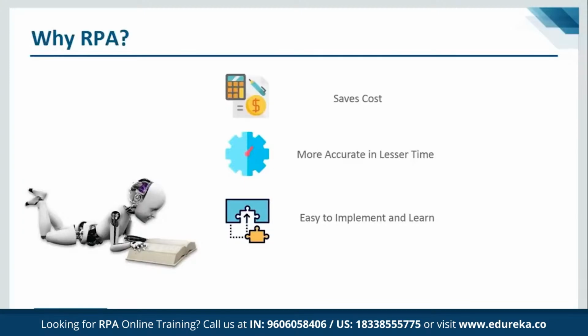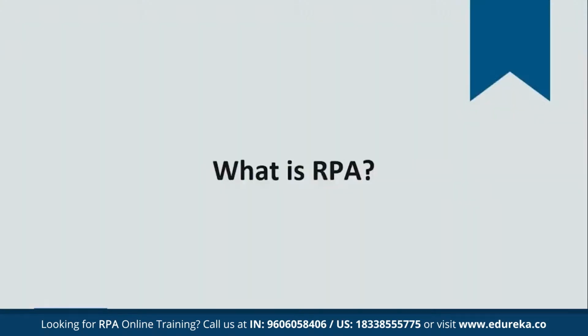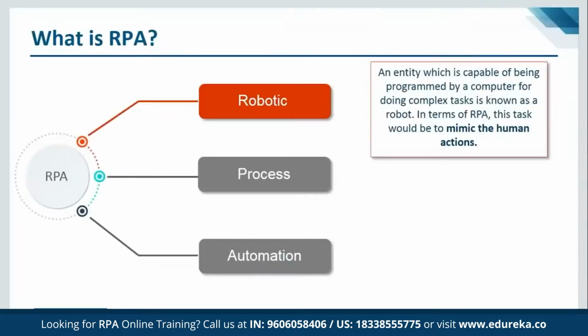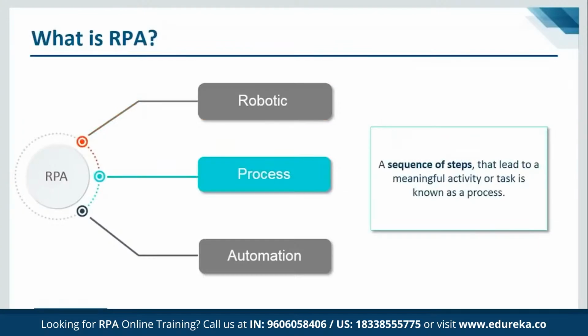So with this, guys, we have understood why we needed RPA, and let's move on to the part where we'll understand what RPA exactly is. All right. So what is RPA? RPA, as you might have guessed, is an acronym for Robotic Process Automation. Right. So let's understand the three terms one by one. So what is robotic? Robotic is basically an entity which can be programmed to mimic human actions. So any entity which can mimic human actions on being programmed is called robotic. Then comes process. So a sequence of steps which lead to a meaningful activity.